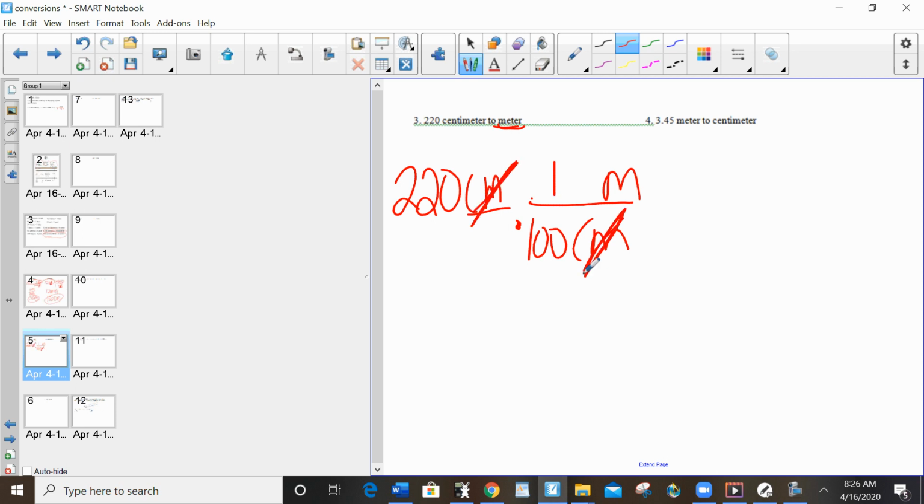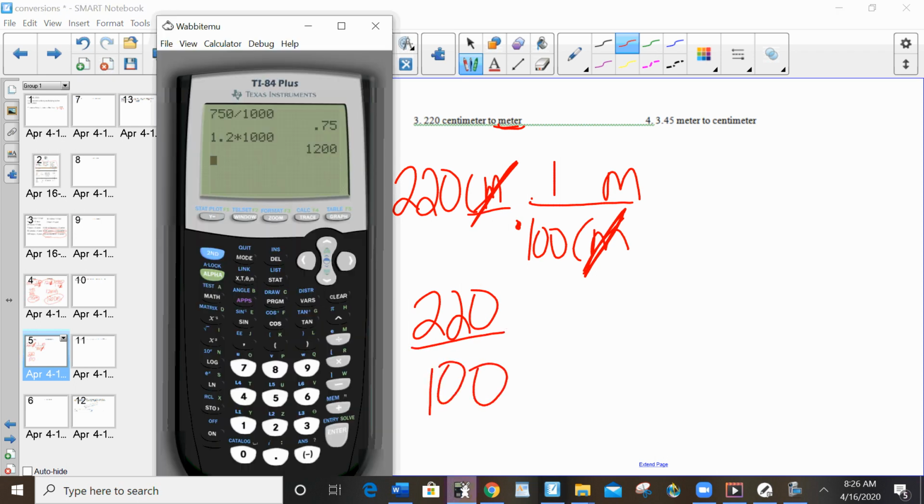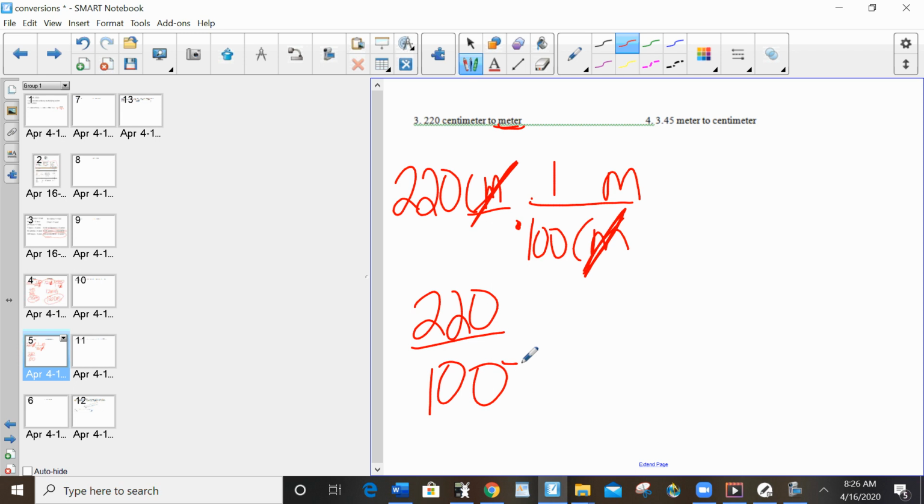Centimeters cancel. I'm left with 220 times 1 on top. I'm left with 100 on bottom. I go to my calculator. 220 divided by 100 is 2.2. What's my unit? Meters.